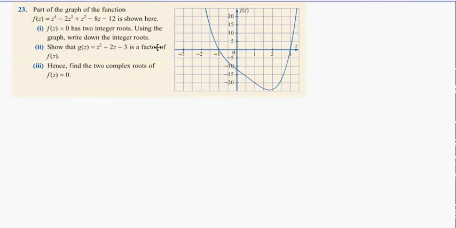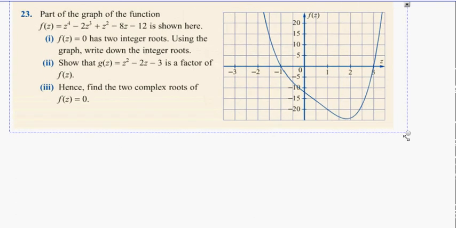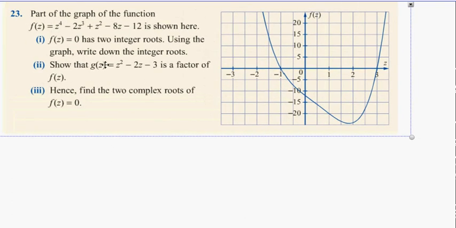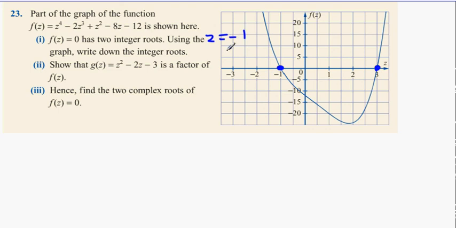Okay, moving on to the next question, 23. Part of the graph of the function is shown here, f of z has two integer roots. Using the graph, write down the integer roots. Well, integer roots is where it crosses the x-axis, so we can see that it's going to be z equals -1 and z equals 3.